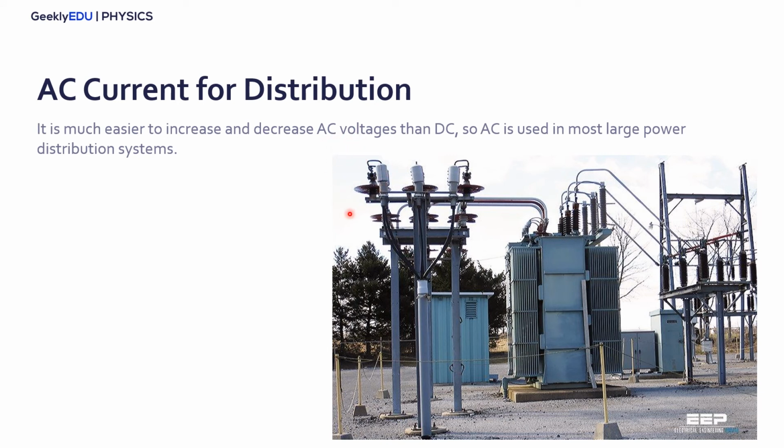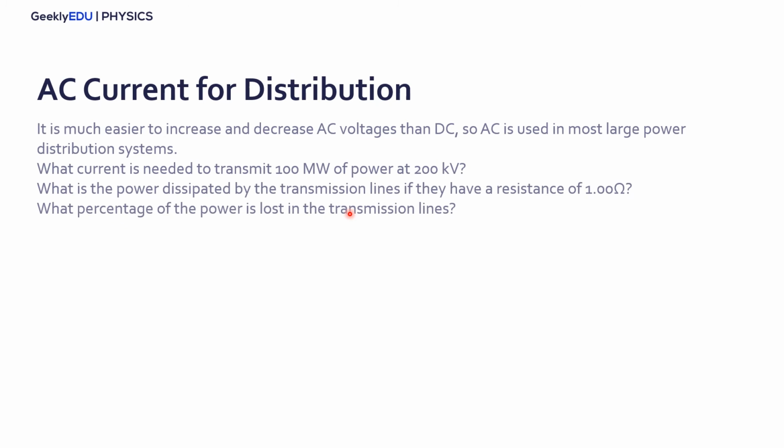All right, let's do some calculations so you can understand it better. Let's answer these questions. What current is needed to transmit 100 megawatts of power at 200 kilovolts? We're dealing with AC currents, so these values are actually RMS values, the mean values. So you can simply apply the power formula to calculate the current, and the average current is 500 amperes.